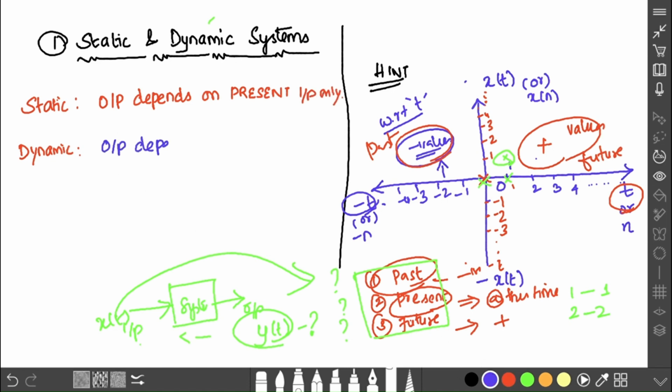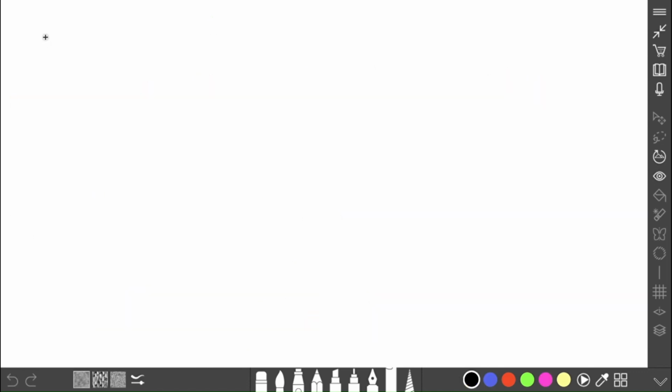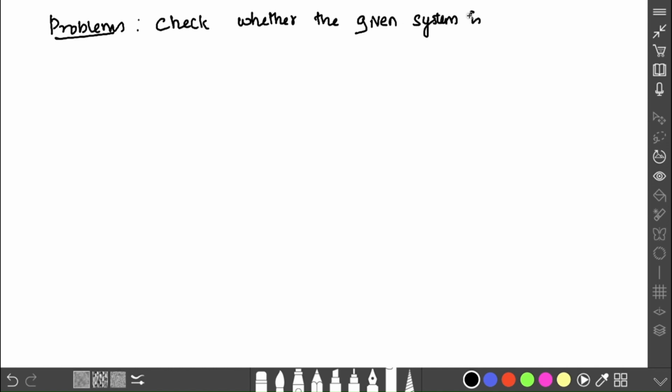If you are clear with this concept, then you can identify what kind of system it is, whether it is static, dynamic, causal or non-causal. For defining a static system, the output depends only on the present input state, whereas for a dynamic system it depends on the remaining states, that is future as well as past. So whenever there is a future, it will be stated as a dynamic system.